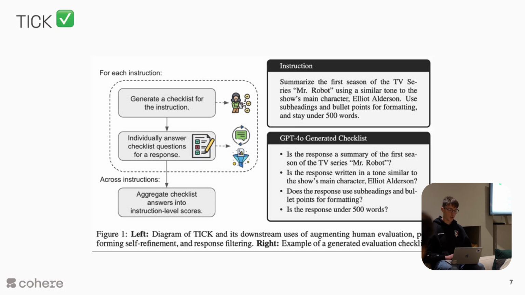Then we get the same LLM that generated the instruction to the checklist to individually answer each question. So it's not seeing all the questions at once. It sees the instruction, a response that was generated by whatever LLM we want to evaluate. And then it sees an individual question and it just has to answer yes or no. And then we can aggregate these into a score for the instruction by just seeing how many questions were answered yes and how many were answered no.